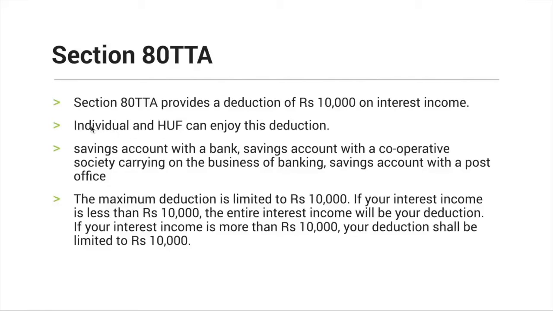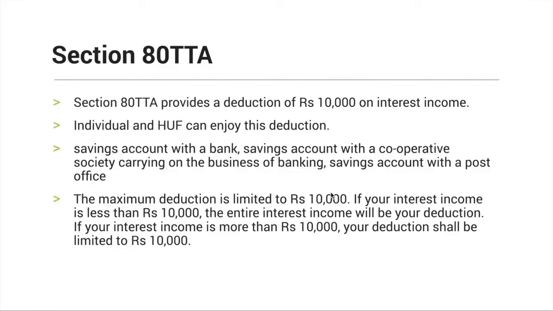It is applicable for both individuals and HUF. HUF means Hindu Undivided Family. Section 80 TTA is applicable for three categories: a savings account with a bank, a savings account with a cooperative society carrying on the business of banking, and a savings account with the post office. If you have a savings account in these categories, then the interest generated from them can be claimed under section 80 TTA. There is only one condition: the maximum deduction is limited to rupees 10,000.